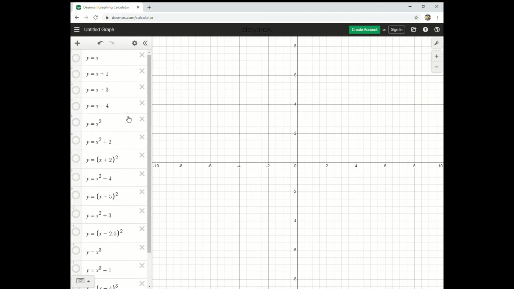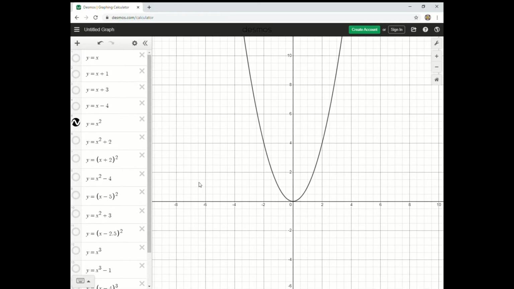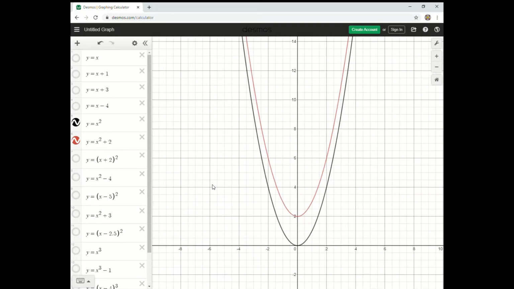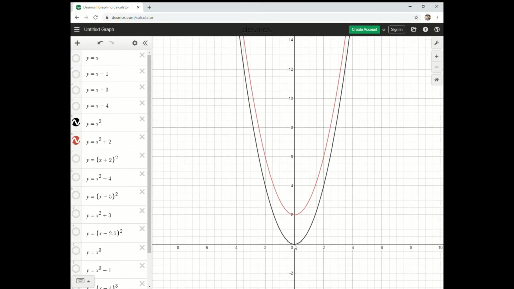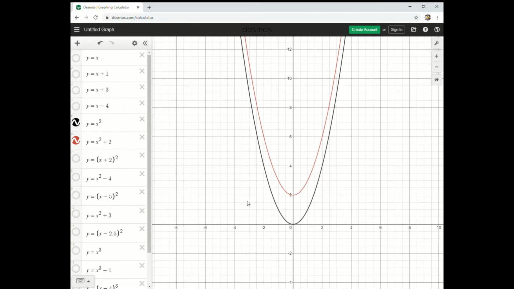Well, when we start to talk about translations of graphs, we really shouldn't be surprised that if we start with y equals x squared, and consider the graph y equals x squared plus 2, this is simply a translation. All we've done is moved the graph and given it a y-intercept of plus 2. And so we can see this quite clearly here, that the graph of y equals x squared has just moved 2 places up the axes.